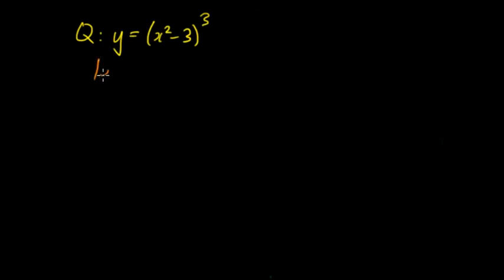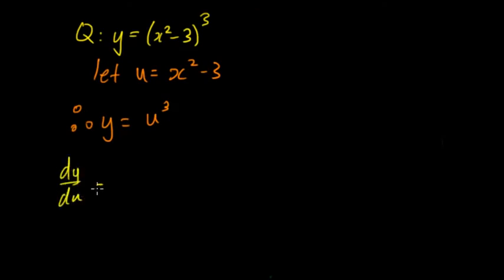So the first step is, what did you let u equal? Probably the easiest one to let u equal would be x squared minus 3. And the reason for this is therefore y is equal to u to the 3. So then you should know, what does dy du equal? Well, 3 times u to the 3 minus 1. So that's 3u squared. And so we've calculated that.